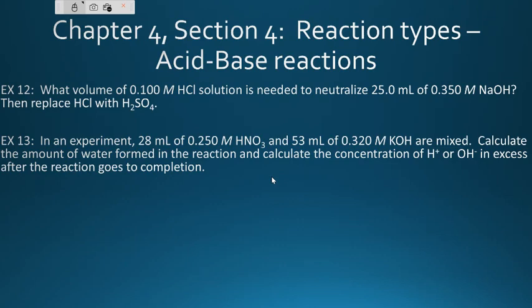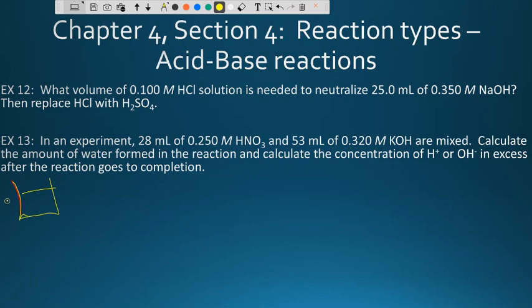All right, so in this problem, let me switch over to this. I'm going to be switching over, and now for this particular problem, I have nitric acid and potassium hydroxide.